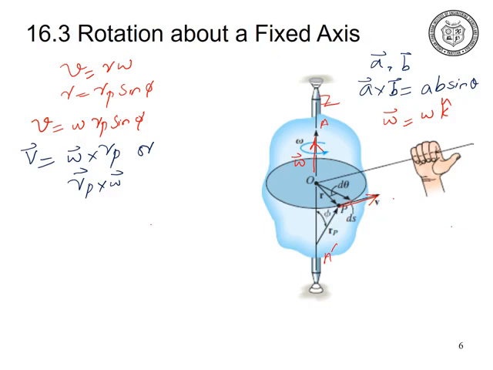So how can we take the cross product of r and omega? The right hand rule for the cross product is to point your hand in the direction of the vector.